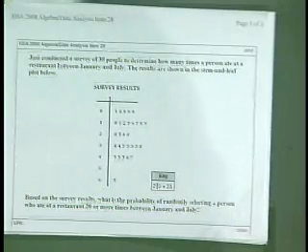Our next question involves Jose. Jose is also conducting a survey. There's a lot of surveys going on. So Jose conducts a survey of 30 people to determine how many times a person ate at a restaurant between January and July. The results are shown in the stem and leaf plot below.